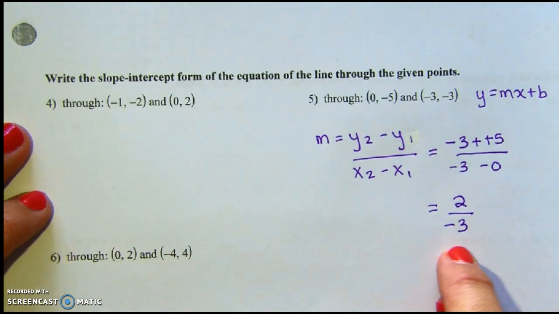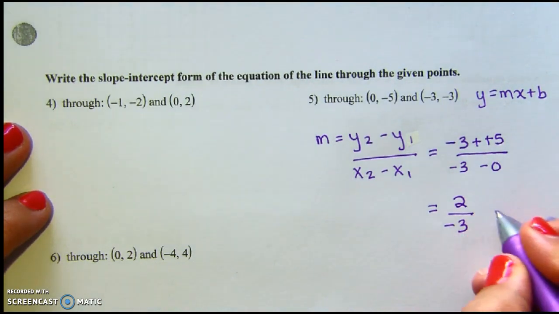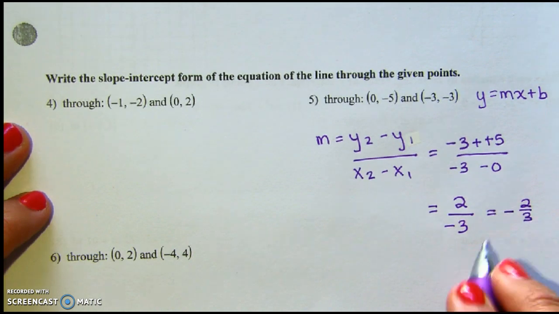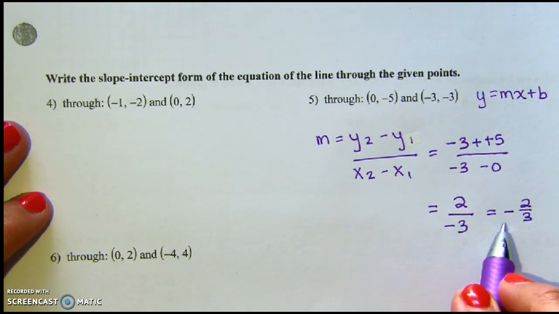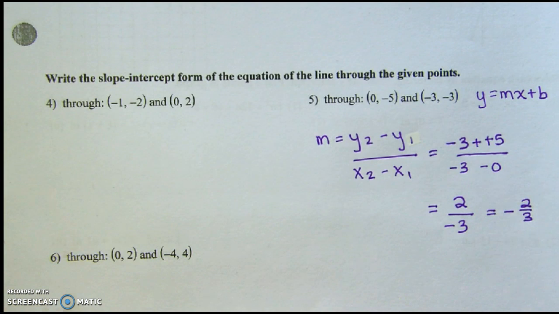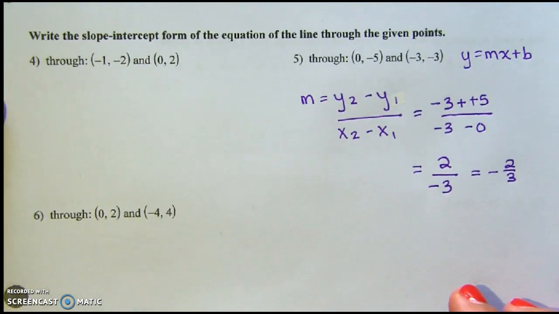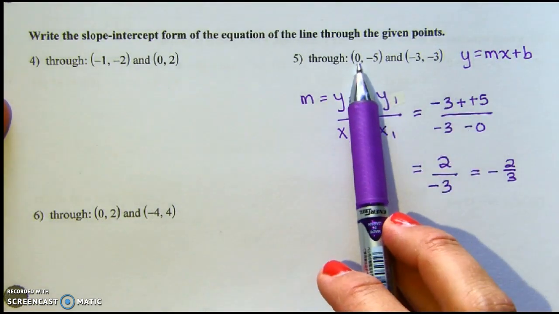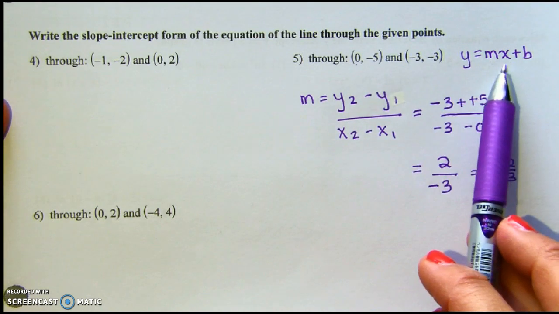Even though this is showing 2 divided by -3, this is actually a slope of -2/3. So one negative gets moved out in front. We still need the equation of the line. Now, you could plug this slope into m, and you could plug 0 into x.